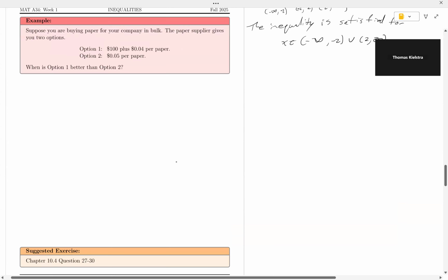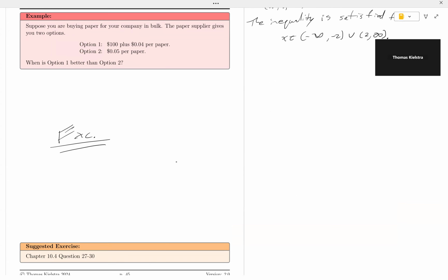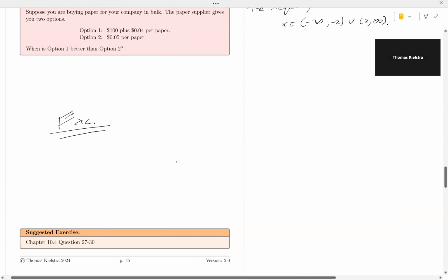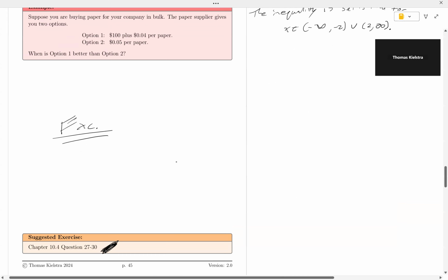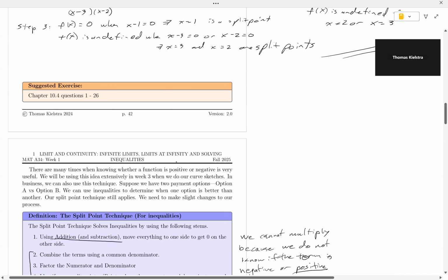Okay. I'm going to be leaving this last example as an exercise for you guys to work through. I think it's a nice exercise. It's a nice application. And in chapter 10.4, there's some more questions you can work through to help you with these sign charts. I would really encourage working through these questions, chapter 10.4, 1 through 26, as they will be most beneficial in terms of determining where a function is positive, negative, undefined, or equal to 0.